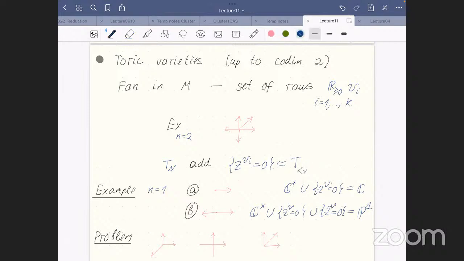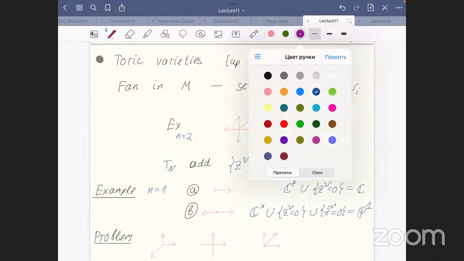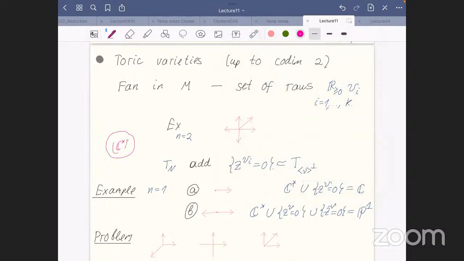So v is a vector in the lattice M. We can take its orthogonal complement. It will be a sublattice in M, and the corresponding torus has codimension 1. So we have C star to the power N, and to each vector, we add a divisor at infinity of the form C star to the power N minus 1. And this formula explains how it is glued.